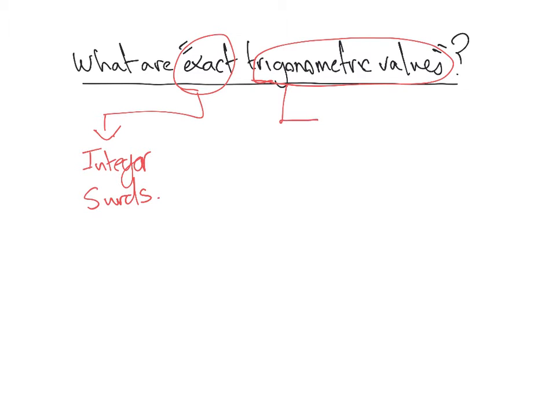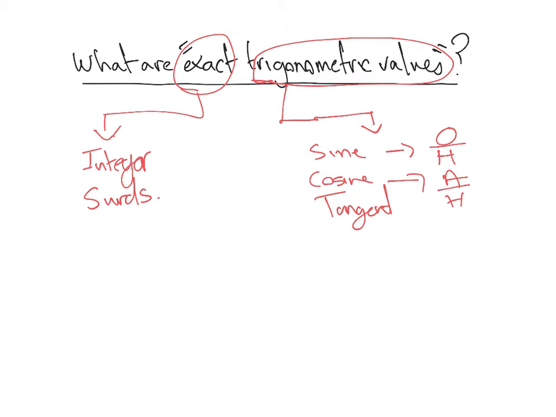So we also know that in a right angle triangle, we have three trigonometric functions. We have sine, we have cosine, and we have tangent. Now, sine is the ratio or the quotient of the opposite side over the hypotenuse. Cosine is the adjacent over the hypotenuse, and tangent is the opposite over the adjacent. So, exact trigonometric values are either integer or surd values of quotients for sine, cosine, and tangent for specific angles.